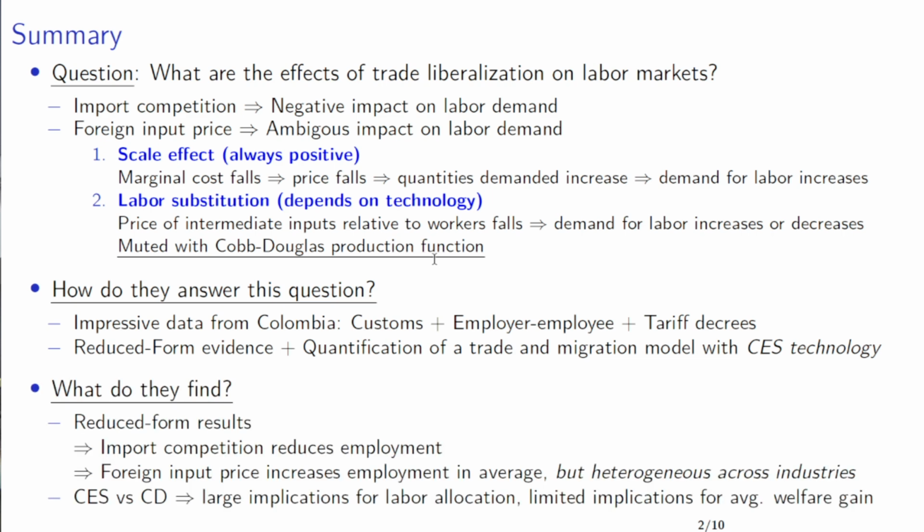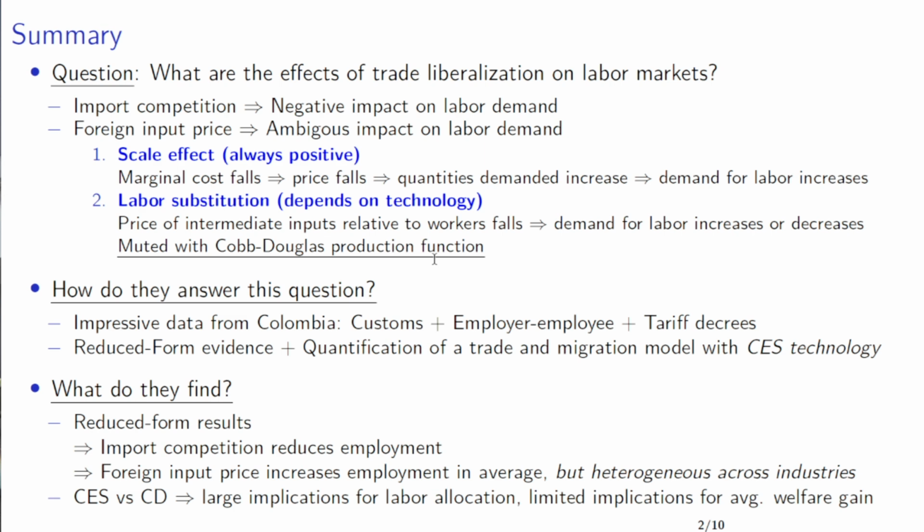They find in the reduced form results that yes, import competition reduces employment, but these foreign input price decreases increase employment on average, but the results are going to be very heterogeneous across industries. And that seems to be a signal that the substitution effect is important for us to understand the data. And then when they go to the quantitative model, they look at the CES specification versus Cobb-Douglas, and they find very large implications for labor allocation, somewhat limited implications for the average welfare gain, but again, there are some important heterogeneous effects in terms of welfare.